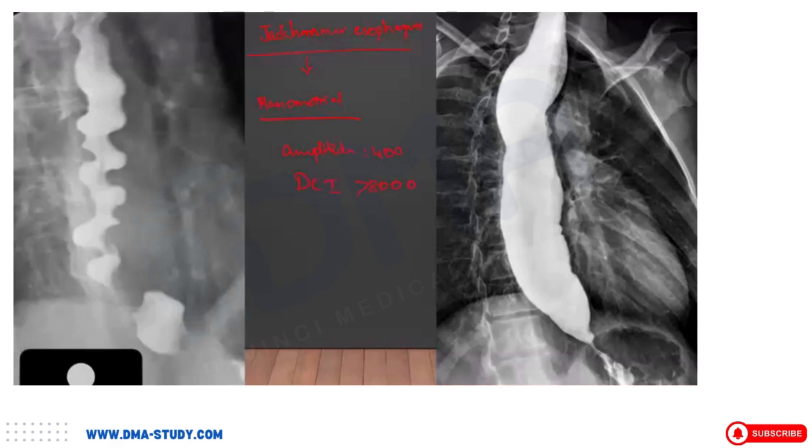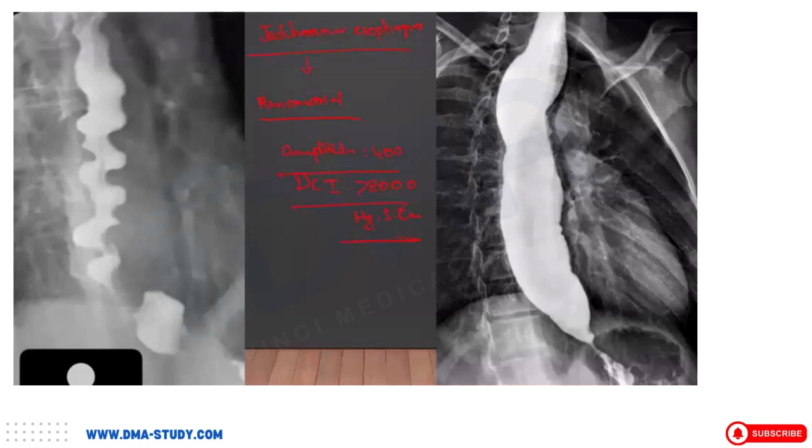This is a unique finding, people, which you cannot find in other motility disorders. Amplitude of over 400 and DCI of more than 8,000. That is a unique finding, so that's why I mentioned it. And for overall motility disorders, we use the Chicago classification. If they ask you to name the classification, it is the Chicago classification.